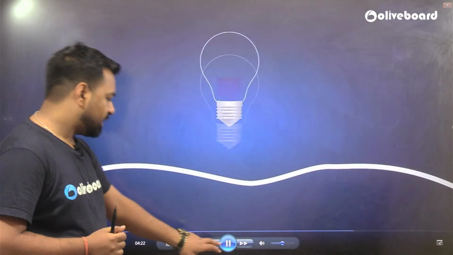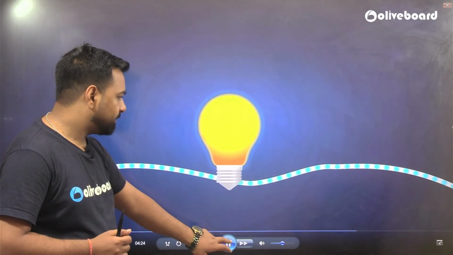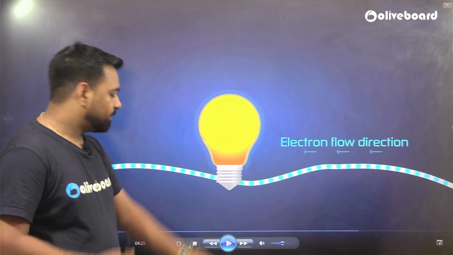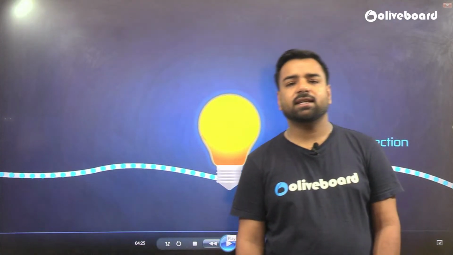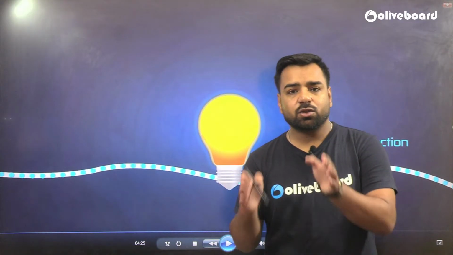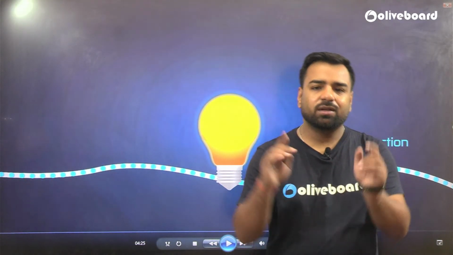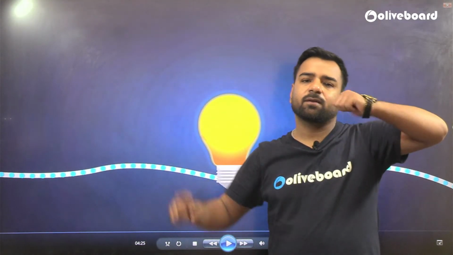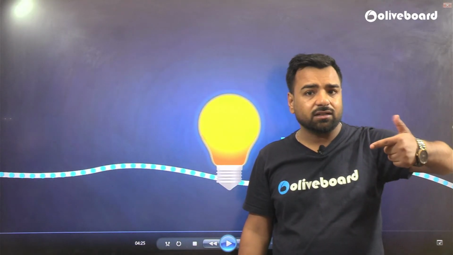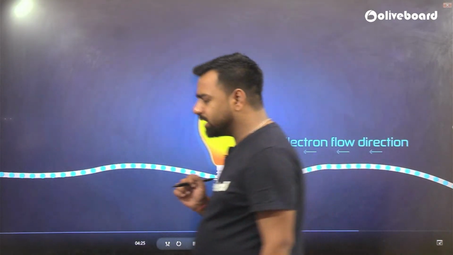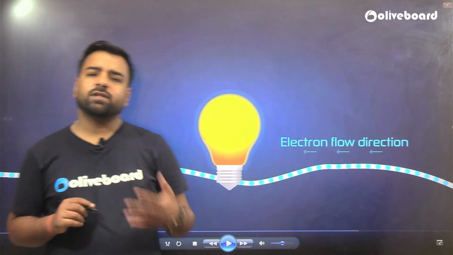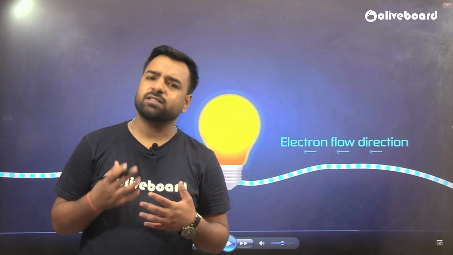So guys, again, my question is the same. What is a current? Is it a scalar quantity? Is it a vector quantity? In order to understand it, now both the concepts are clear. What is scalar? What is vector? So what can we say? See, what is current? That is actually the flow of charge, right? If I'm talking about the electric current, it is the flow of charge.